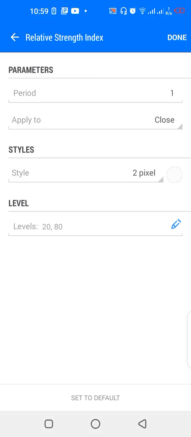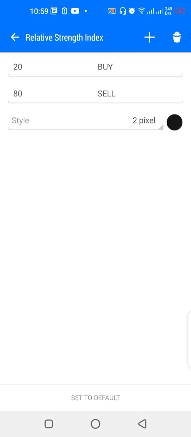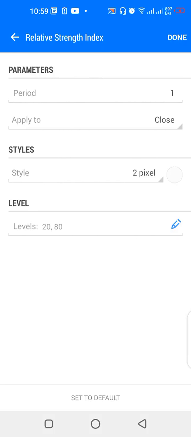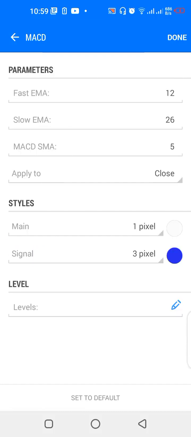Now the color will match the background color, okay, and the levels, we have 20 for buy, 80 for sell, color is black. Then we have MACD, all right, the fast EMA is 12, the slow EMA is 26, MACD SMA is 5, apply to close. Now the color of the main style will match the background color of the chart, and then the color of the signal style is blue or purple.